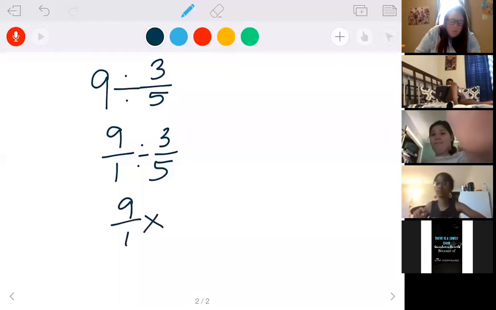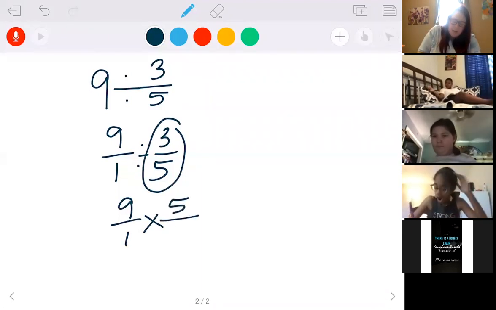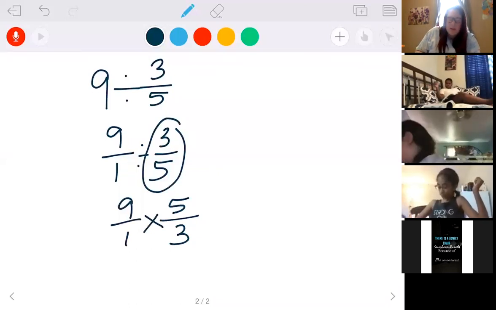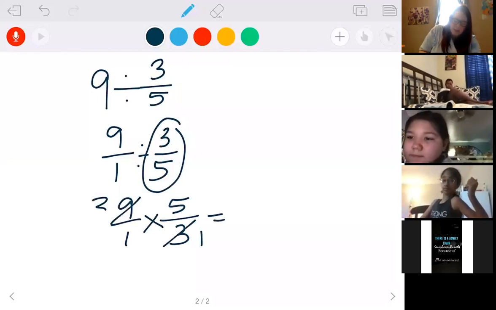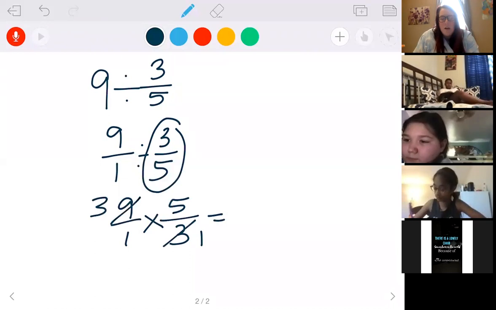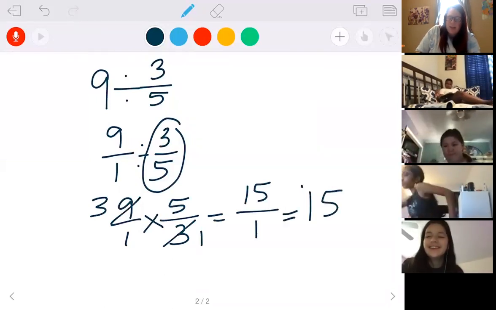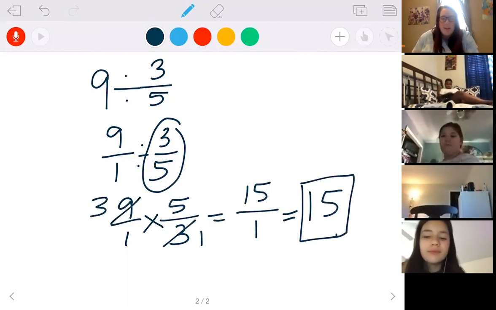reciprocal. Remember this number right here that I circled is the one you flip. So if I flip 3 over 5, I get 5 over 3. Then that's where I can reduce and multiply. 3 divided by 3 is 1. 9 divided by 3 is 3. So I can cross reduce there. Can't cross reduce 5 and 1. 3 times 5 is 15. 1 times 1 is 1. And remember, we just leave that as 15. Okay, so a problem like that, that's how you would do it.